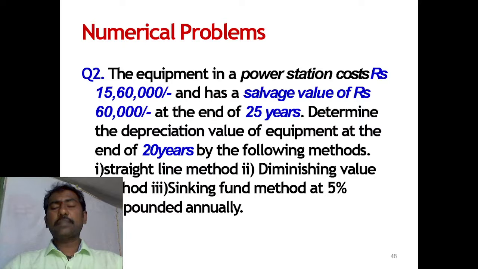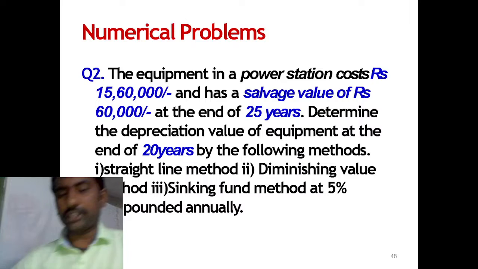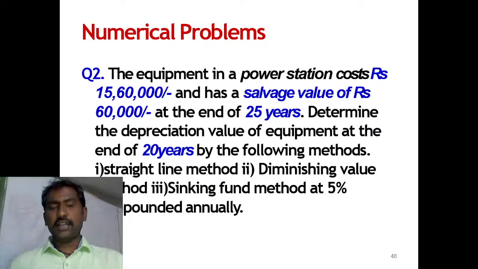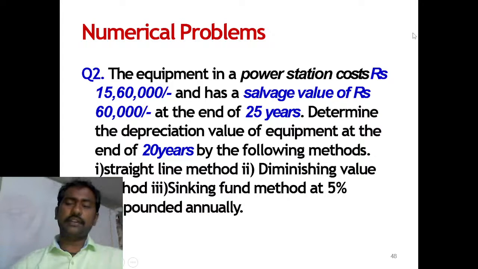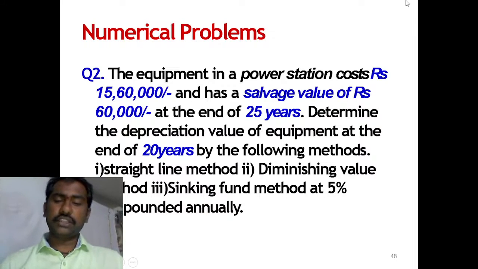And the second problem: the equipment in a power station costs 15,60,000 rupees and has a salvage value or scrap value of 60,000 at the end of 25 years. Determine the depreciation value of the equipment by the straight line method, the diminishing value method, and the sinking fund method at 5% compounded annually.